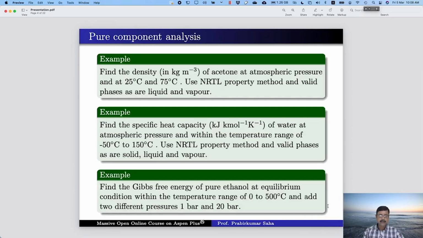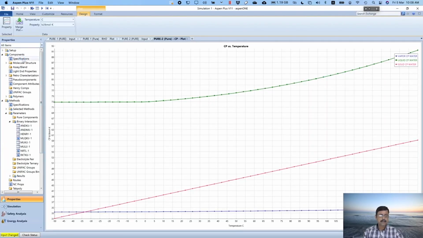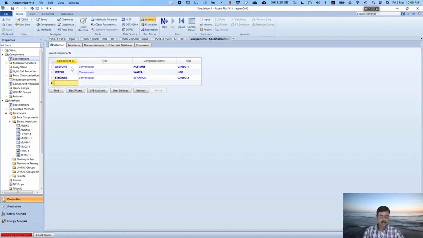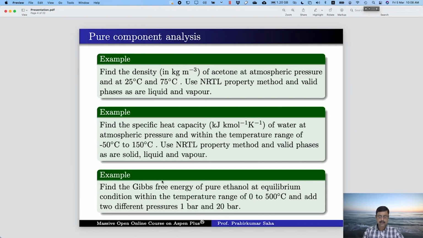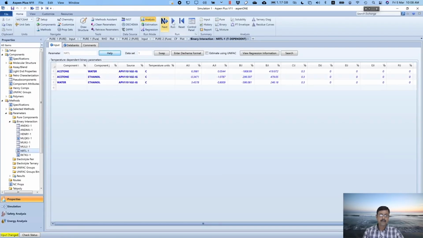And the next example is of finding Gibbs free energy of pure ethanol at equilibrium condition within the temperature range of 0 to 500 degrees centigrade and at two different pressures, 1 bar and 20 bar. So go back to your specifications, add ethanol over here. They have not asked us to use any property method. Let us keep inertial only. Run.